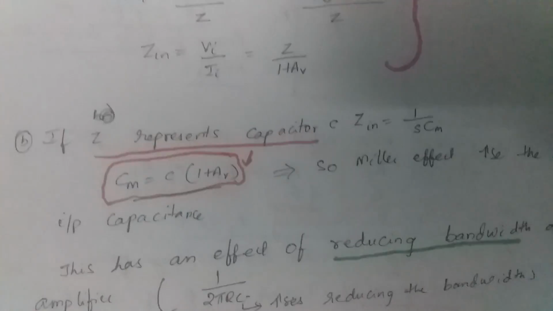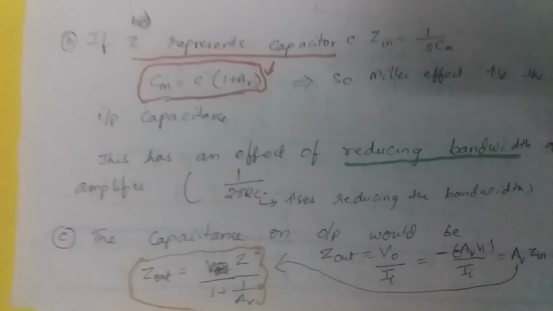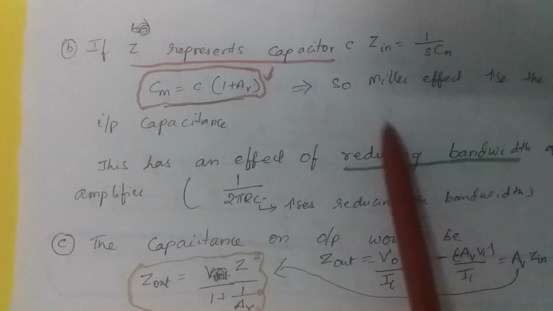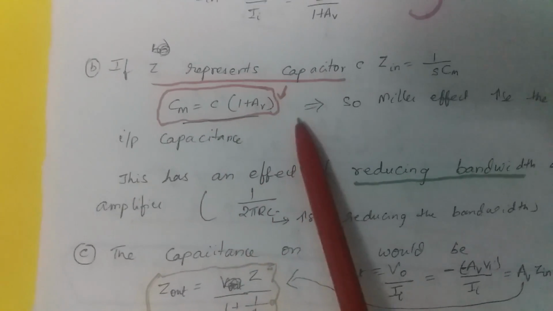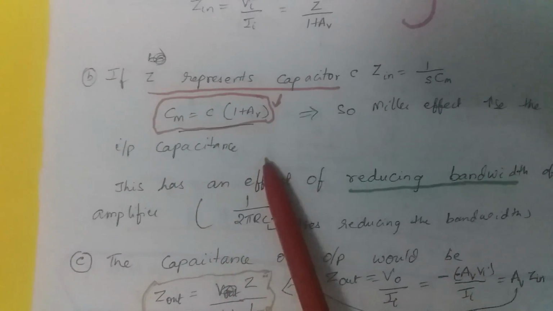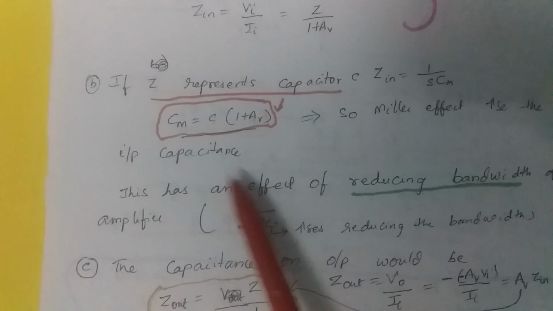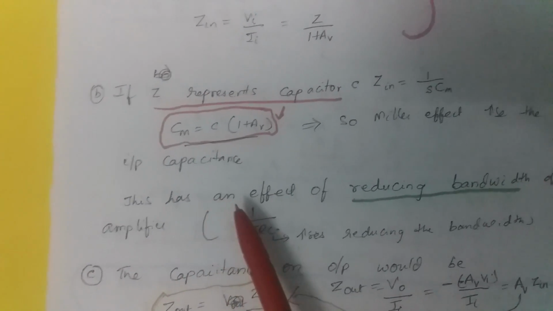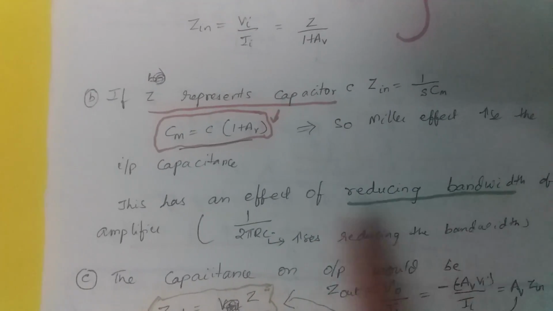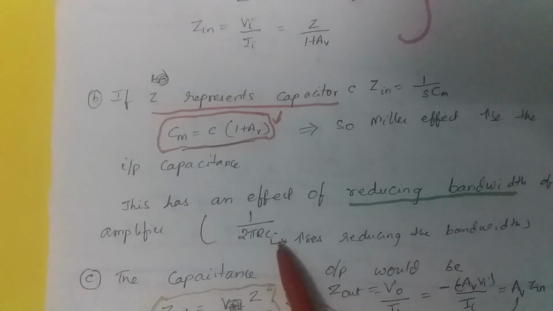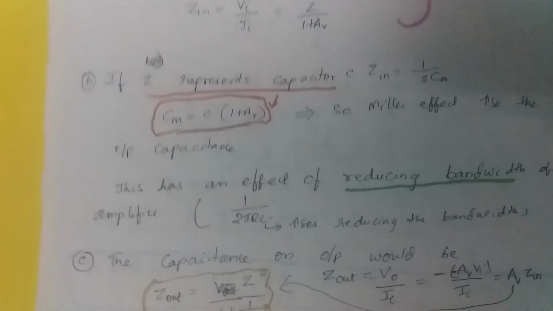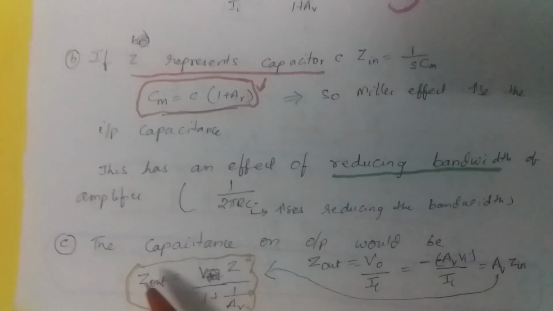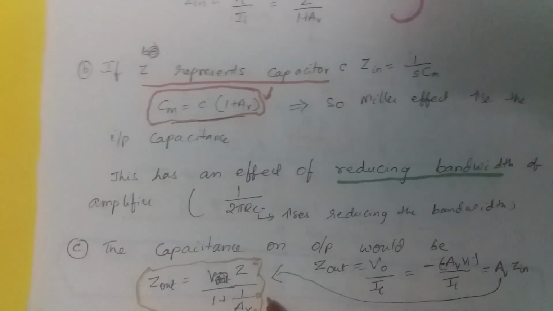Now, for example, if Z represents a capacitor, what happens? Zin is equal to 1 by sCm, where Cm is equal to C into (1 plus AV). So, Miller effect increases the input capacitance. If input capacitance increases, this has the effect of reducing the bandwidth of the amplifier, 1 by 2 pi RC. So, C is increasing, that means you are reducing the bandwidth.